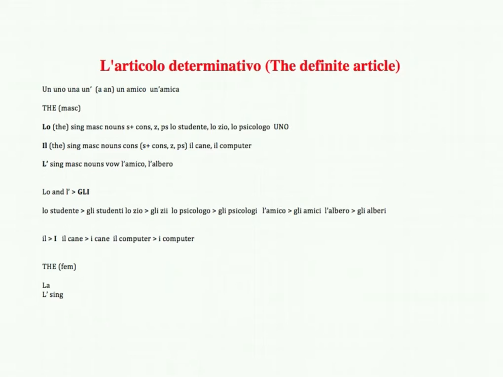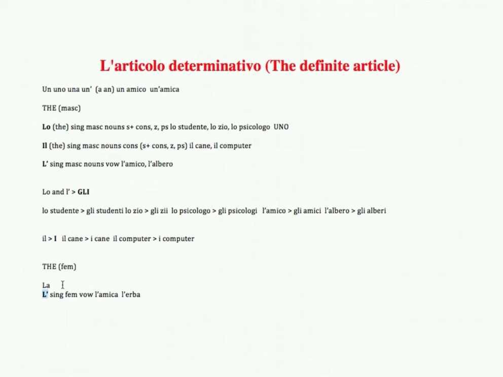I want to start with L apostrophe. You use the L apostrophe in front of singular feminine nouns starting with a vowel. So a word like amica, for example, the girlfriend, it will be l'amica. Or a word like erba, that is grass, is feminine in Italian and is starting with a vowel, it will be l'erba.